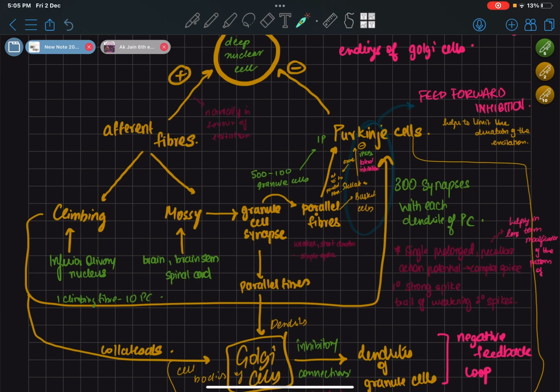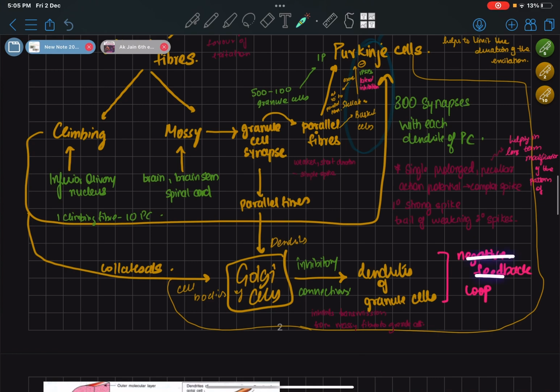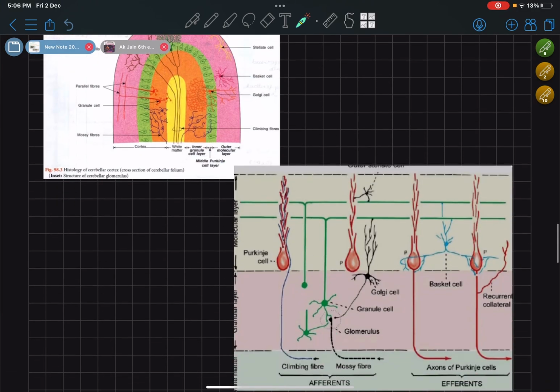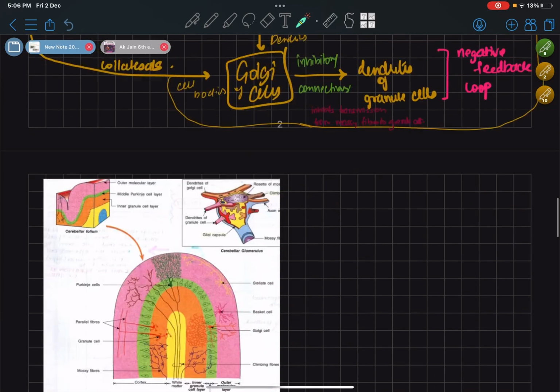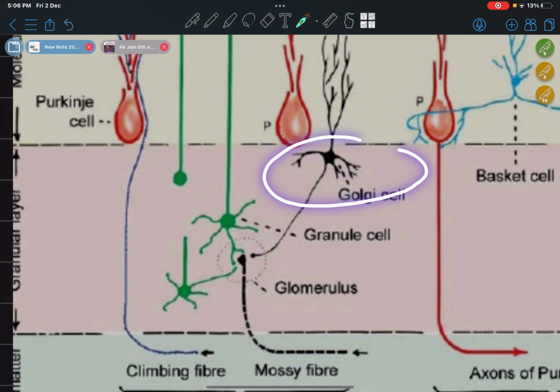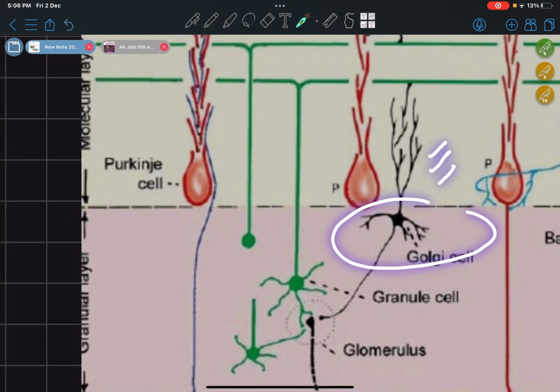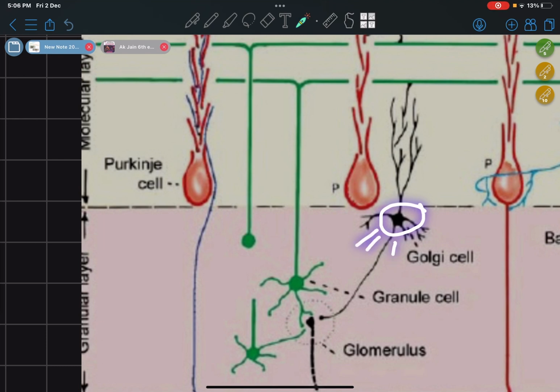Now we talk about the negative feedback loop. The negative feedback loop comprises the Golgi cells. Golgi cells are present in the granule cell layer. We see here that the dendrites of the Golgi cells are present in the molecular layer, and then we have the cell bodies here in the granule layer. These cell bodies will also receive some inputs, and the dendrites will... I'm totally wrong. These are the axon. I think these are the dendrites.